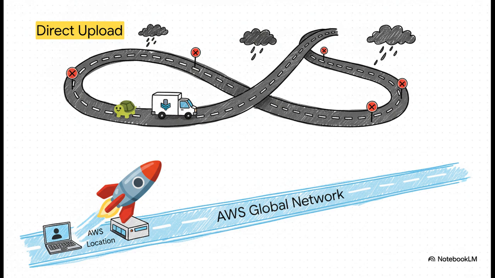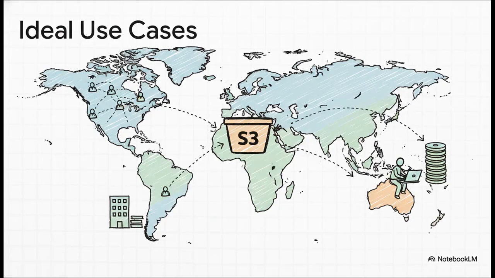Your data just takes a short hop to the nearest AWS Edge location, and then it zips across Amazon's own private optimized network, completely bypassing all that public internet congestion. So, where does this really shine? Well, if you've got users all over the world trying to upload to one single central S3 bucket, this is a no-brainer. It's also perfect for remote offices that need to send daily backups, or for research teams out in the field trying to upload massive data sets from halfway across the planet.